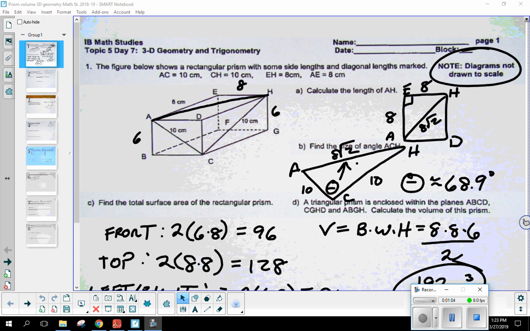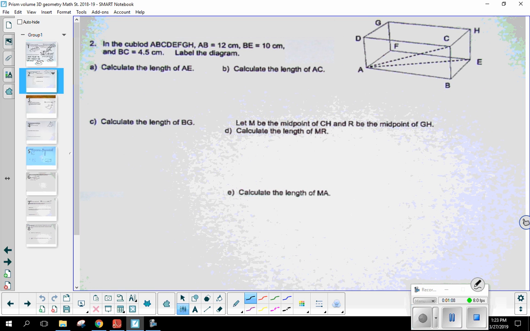Okay, so let's see here. We finished up number one. So we're on, it's called a cuboid. I would have called that a rectangular prism. But it says A, B, C, D, E, F, G, H. Okay, is our cuboid here.